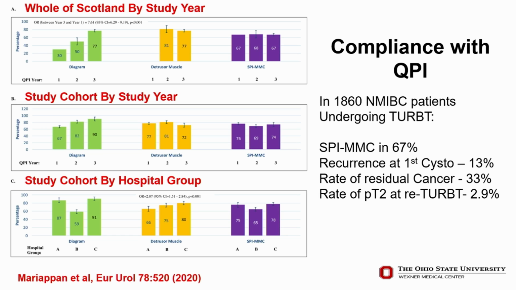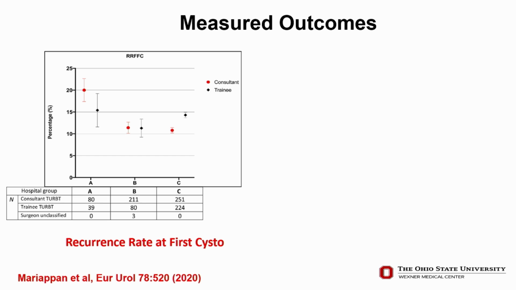The bottom line is, as they measured their quality improvement parameters during the 3-year conduct of the study and looked at the deliverables of patient outcomes, it's over on the right on the slide. So a pretty big sample size. The delivery of perioperative chemotherapy was 67%. Recurrence rate at first follow-up cystoscopy was 13%. The rate of residual cancer in those that had a repeat TURBT was 33%, and the rate of upstaging to T2 was about 3%. So you can see pretty acceptable results, and what we would think is probably positive for impacting patient care.